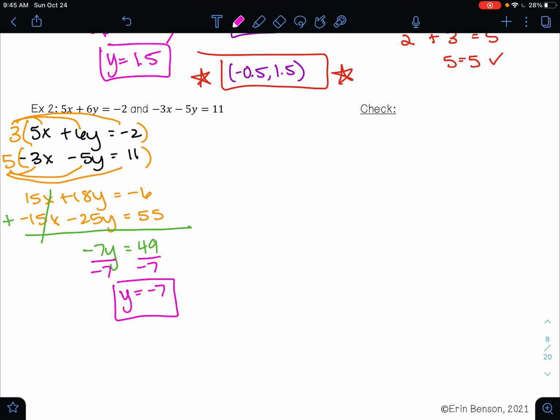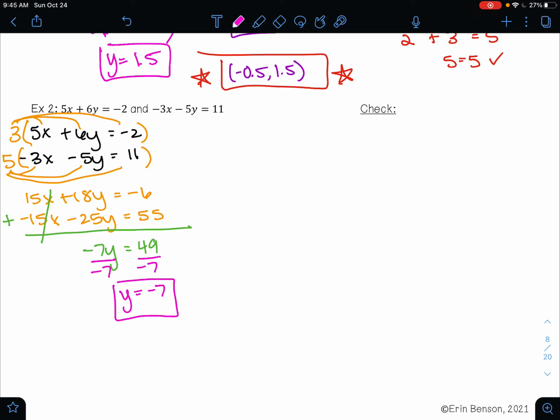If you chose to eliminate the y's, you still should have gotten y equals negative 7 when you solved for y. First, you would have eliminated the y's, and then when you plugged back in your second time, that would have been when you got negative 7 if you did it correctly.